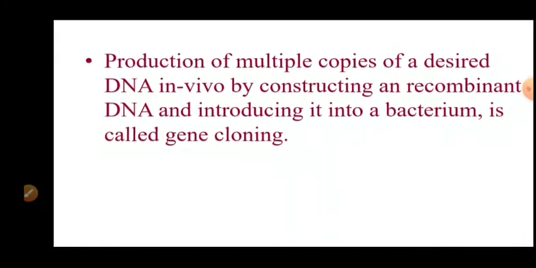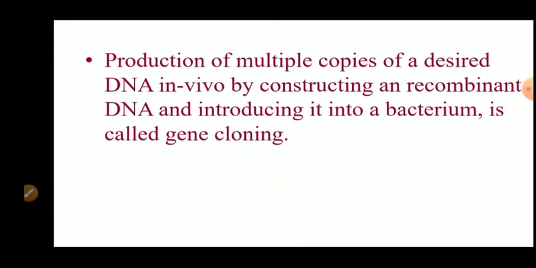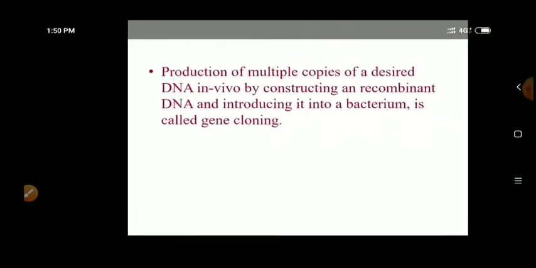What is gene cloning? Producing multiple copies of a desired DNA, the DNA whose product we want to produce. The gene whose product we want to produce is called a desired gene. If a gene from one organism is inserted into another organism, then that gene is called a foreign gene. So production of multiple copies of a desired foreign gene in vivo by constructing a recombinant DNA and introducing it back into the bacterium is called gene cloning.